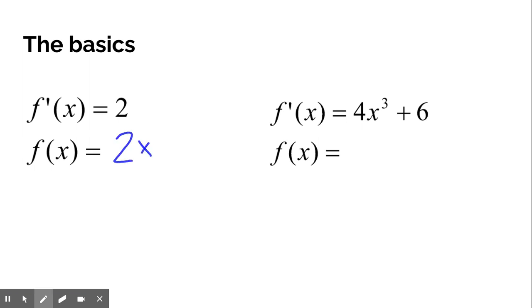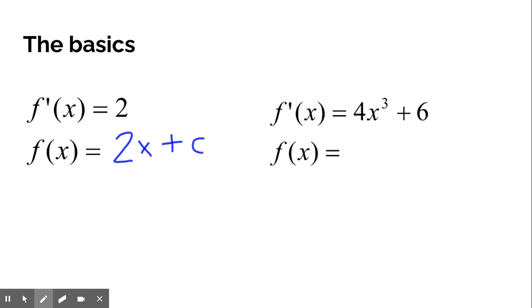But the problem is I don't really know if it's 2x plus 0, 2x plus 1, 2x plus 72. So I'll write this as 2x plus a general constant c. And that's the convention that we'll use for all these antiderivatives as we work backwards, because the derivative of a constant is 0.